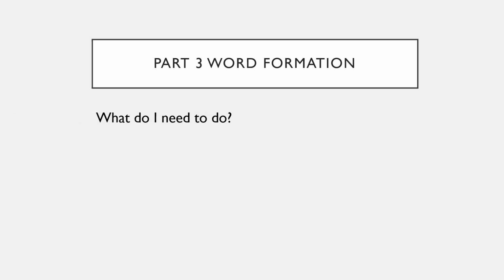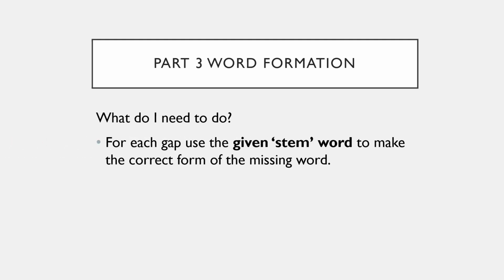So what do you need to do in this part of the exam? Well, you need to use the stem word to form the correct word to fit in the relevant gap. It's important to remember that you can only write 1 word for each answer. And unlike Part 2 of the advanced exam, there is only 1 possible correct answer for each gap.